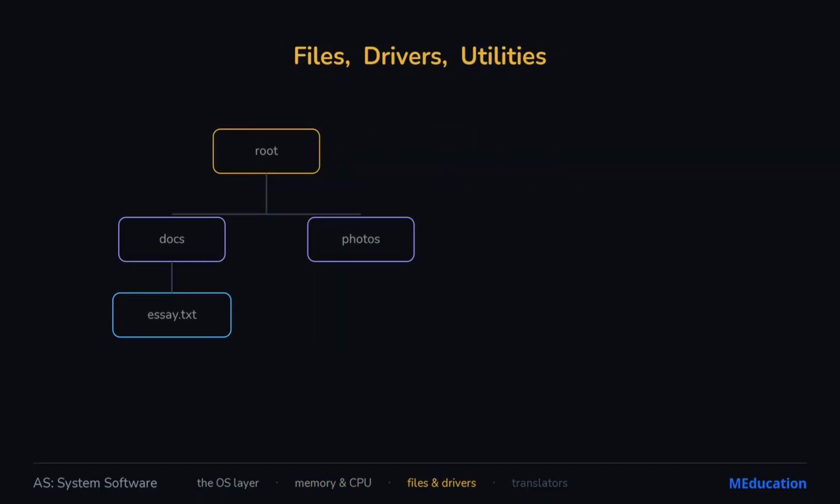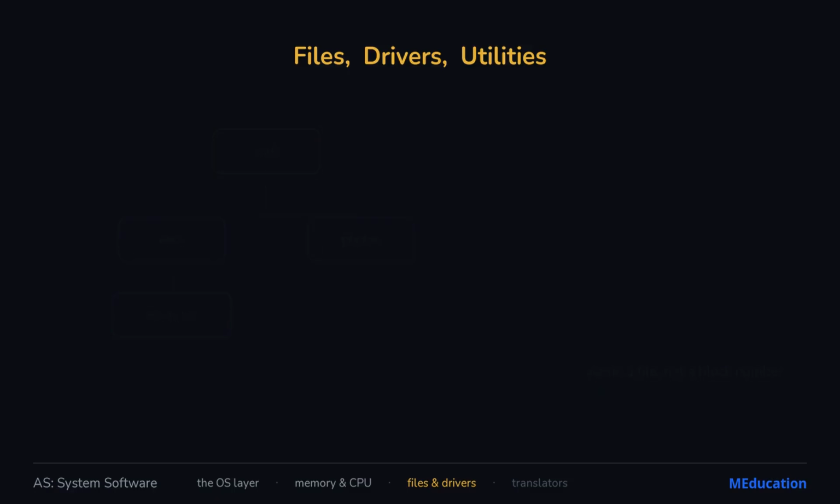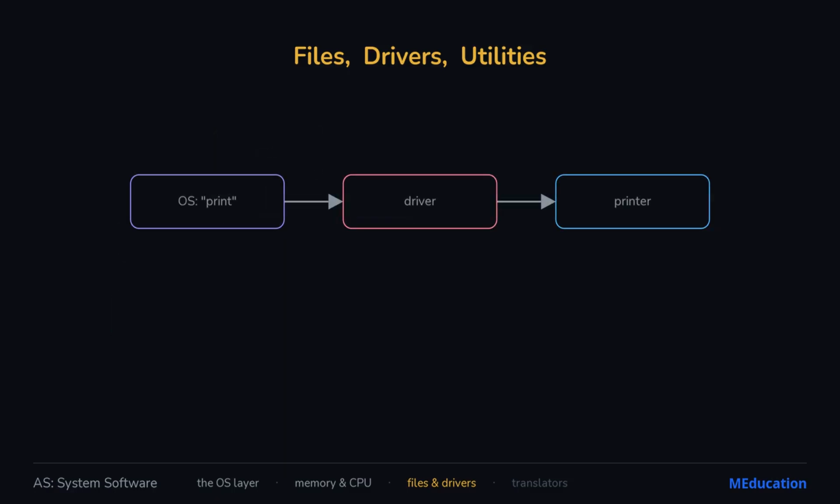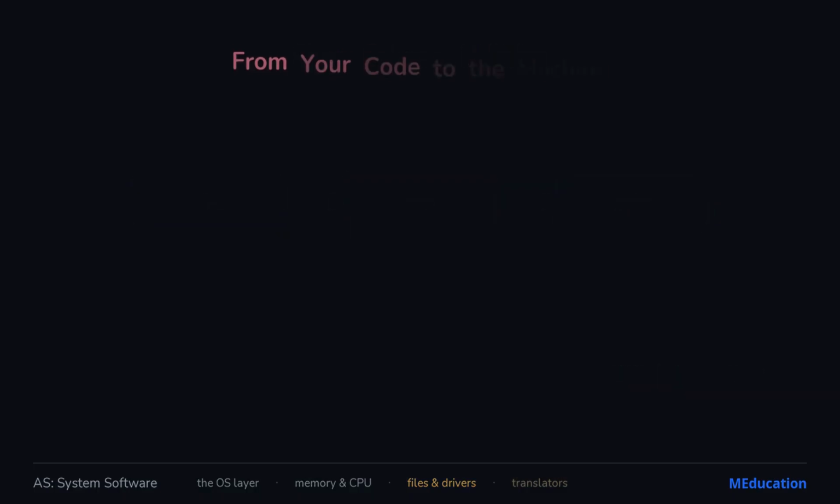The disk is just a vast field of bits, so the operating system imposes order, a file system. A tree of folders and files, each with a name and a location, so you ask for a document instead of a raw block number. Each device speaks its own private language, so the operating system loads device drivers, small translators that turn a general request like "print this" into the exact signals one particular printer understands. And utility programs handle upkeep: backups, compression, defragmenting, antivirus.